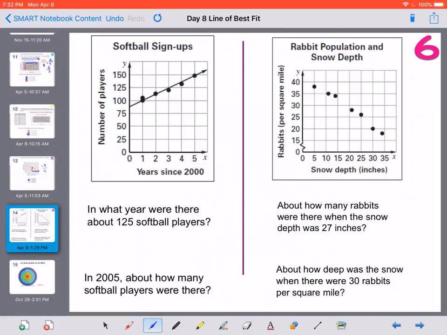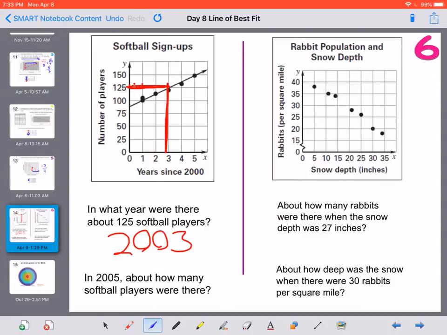Next one is talking about softball signups. So we basically just have to look at this graph and say, in what year were there about 125 softball players? So 125 is right here. If I go over from 125, I see that that year is about 3. So it says years since 2000. So if this is 3 years since 2000, it would be 2003.